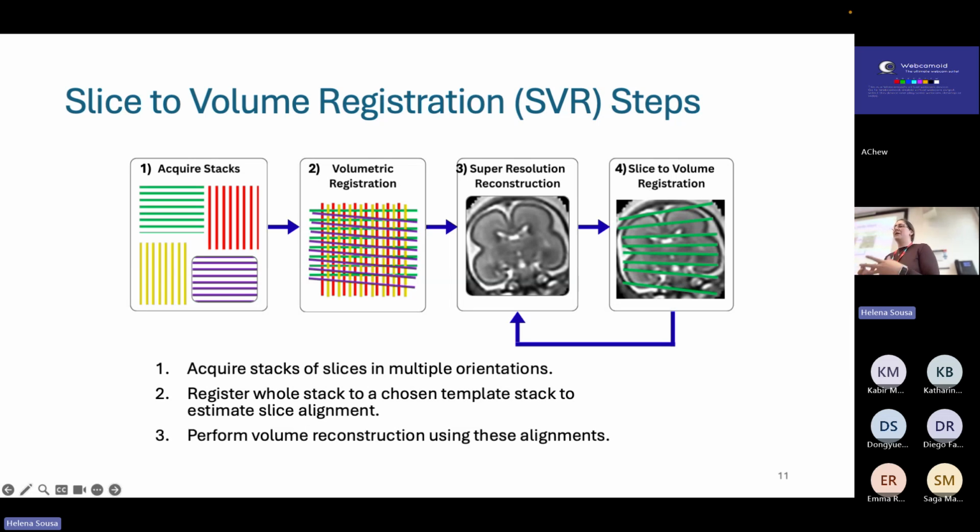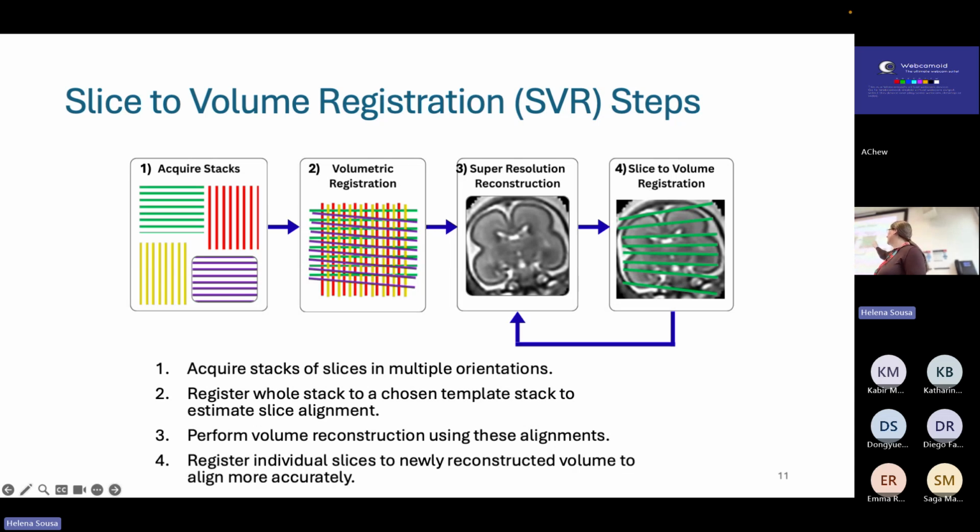Third, we perform a reconstruction using those initial alignments. And finally, once we have a reconstructed version, we can register each individual slice to that reconstructed volume. And using that, we can then redo the reconstruction using the new alignments and repeat that to improve the alignment estimates.